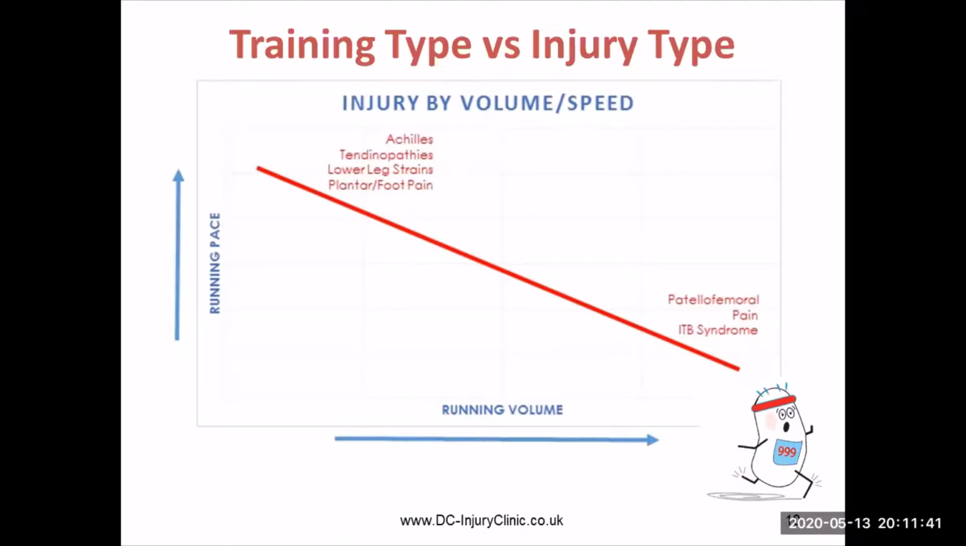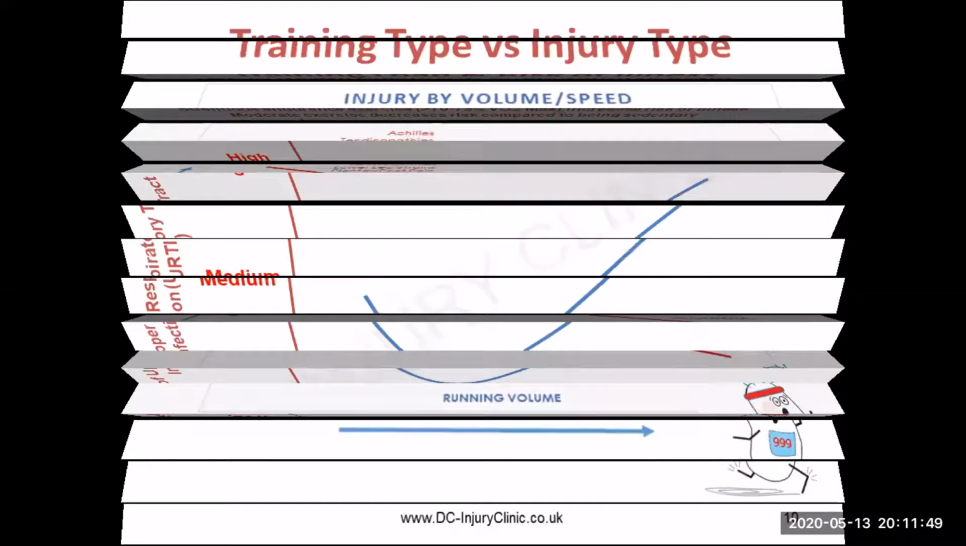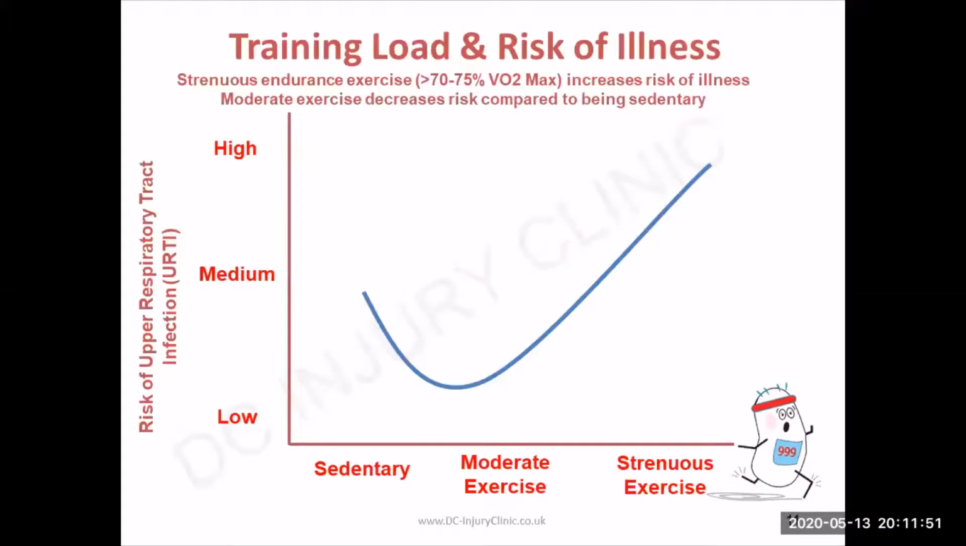And again, the flip of that is, as pace or intensity increases, Achilles and lower leg become more susceptible to injury. And then training load and risk of upper respiratory tract infection, or URTIs. Again, we know that if you up your intensity too quickly, your chance of an upper respiratory tract infection, which is particularly important at the moment, increases as well. So just to be aware of that.